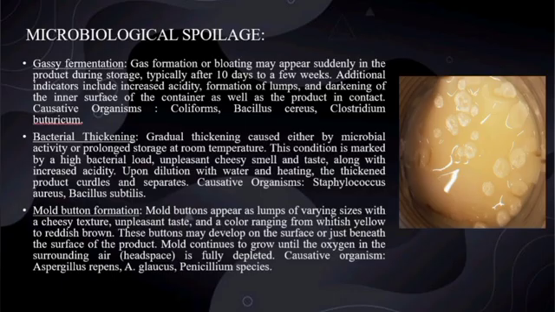The last one is mold button formation. Mold buttons appear as lumps of varying size with a color ranging from whitish yellow to reddish brown. They are found on the surface of the product or just beneath the surface of the product. This mold continues to grow until the oxygen in the surrounding air is fully depleted. These are caused by Aspergillus repens, Aspergillus glaucus and Penicillium species.